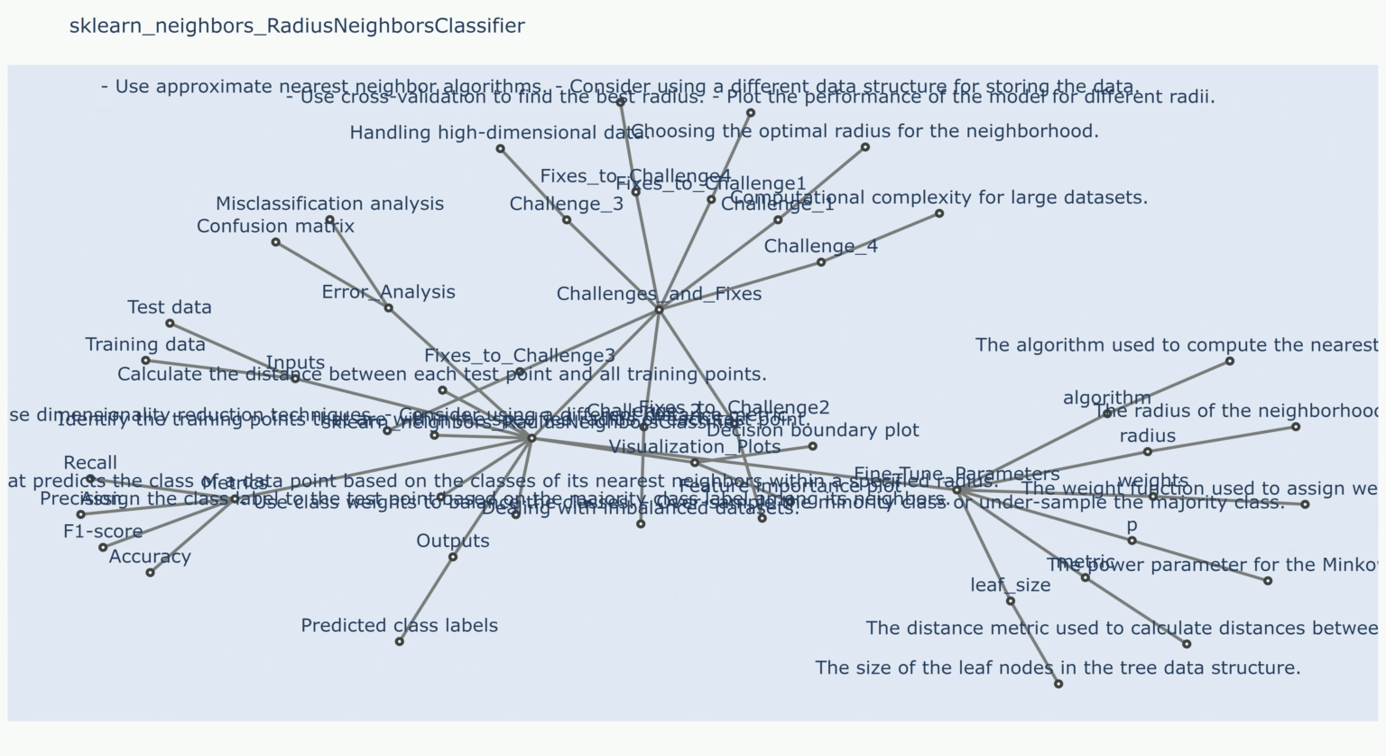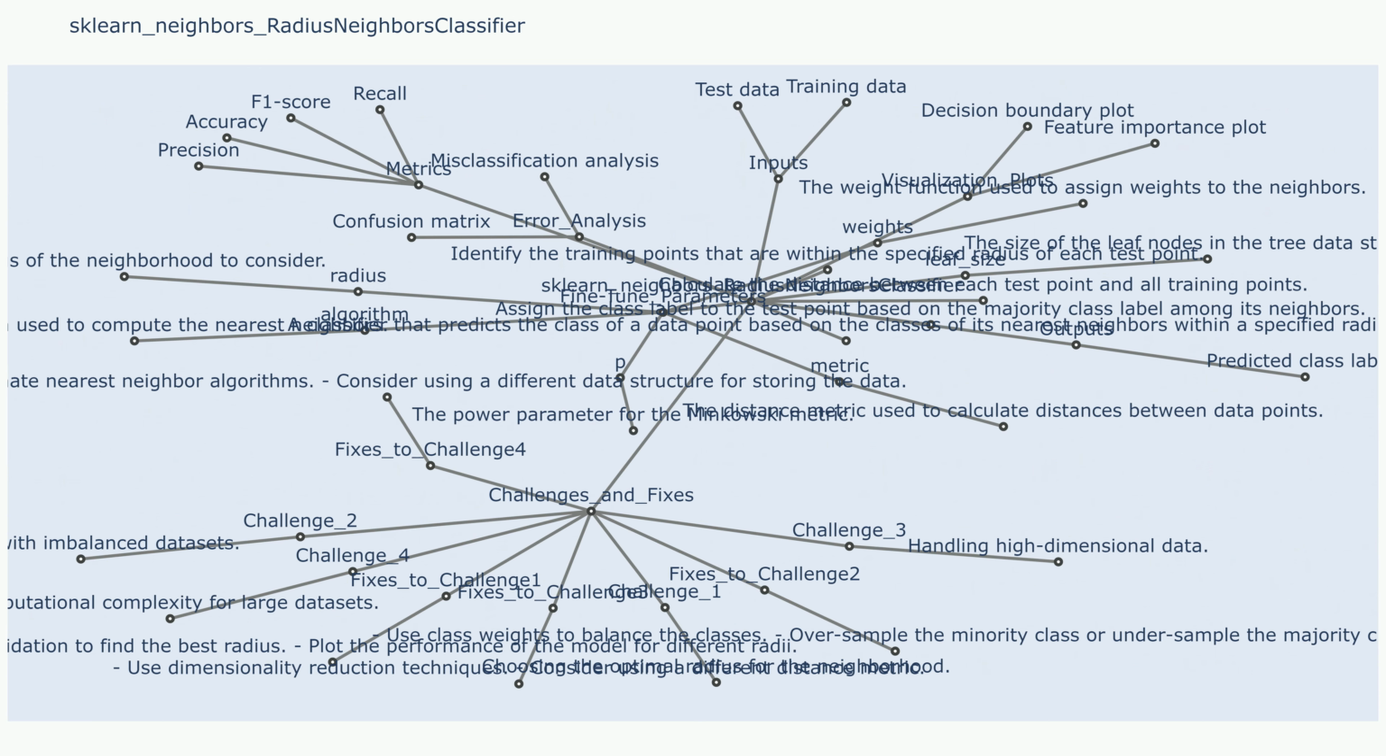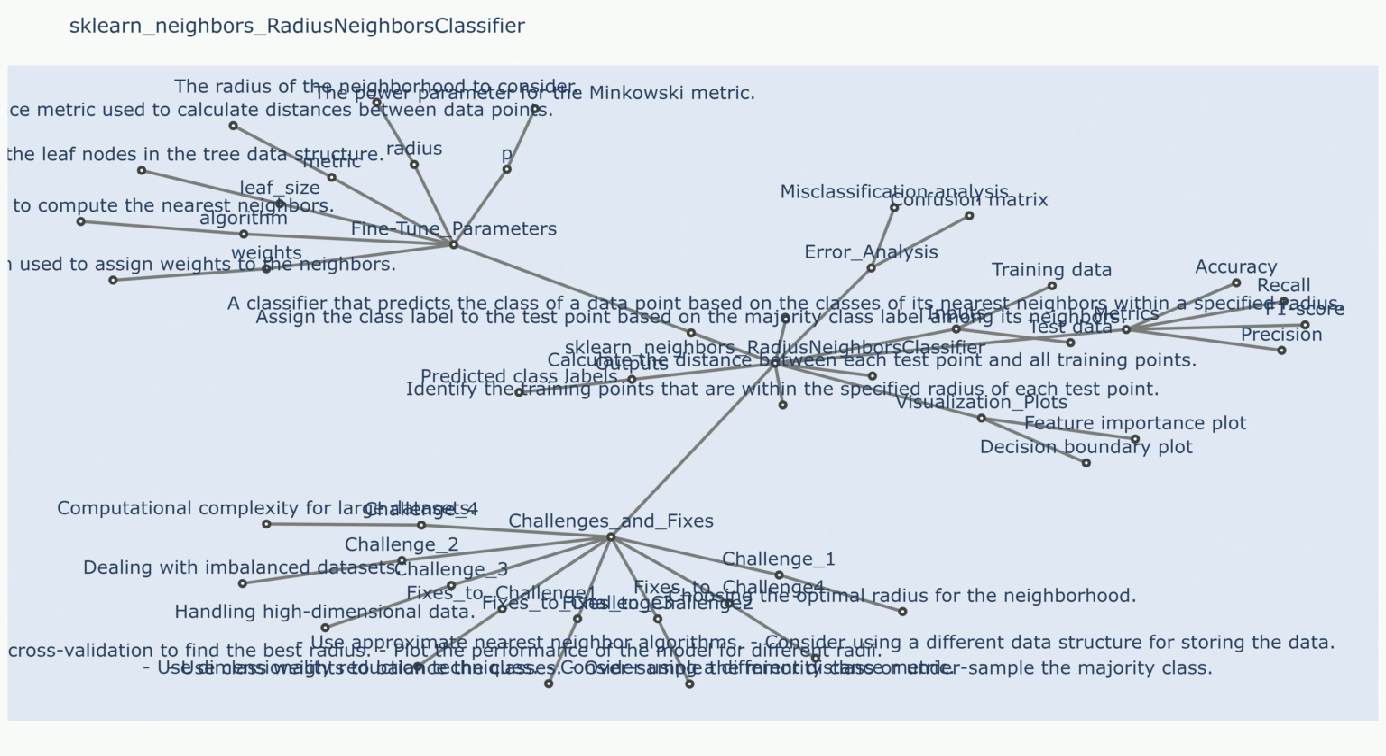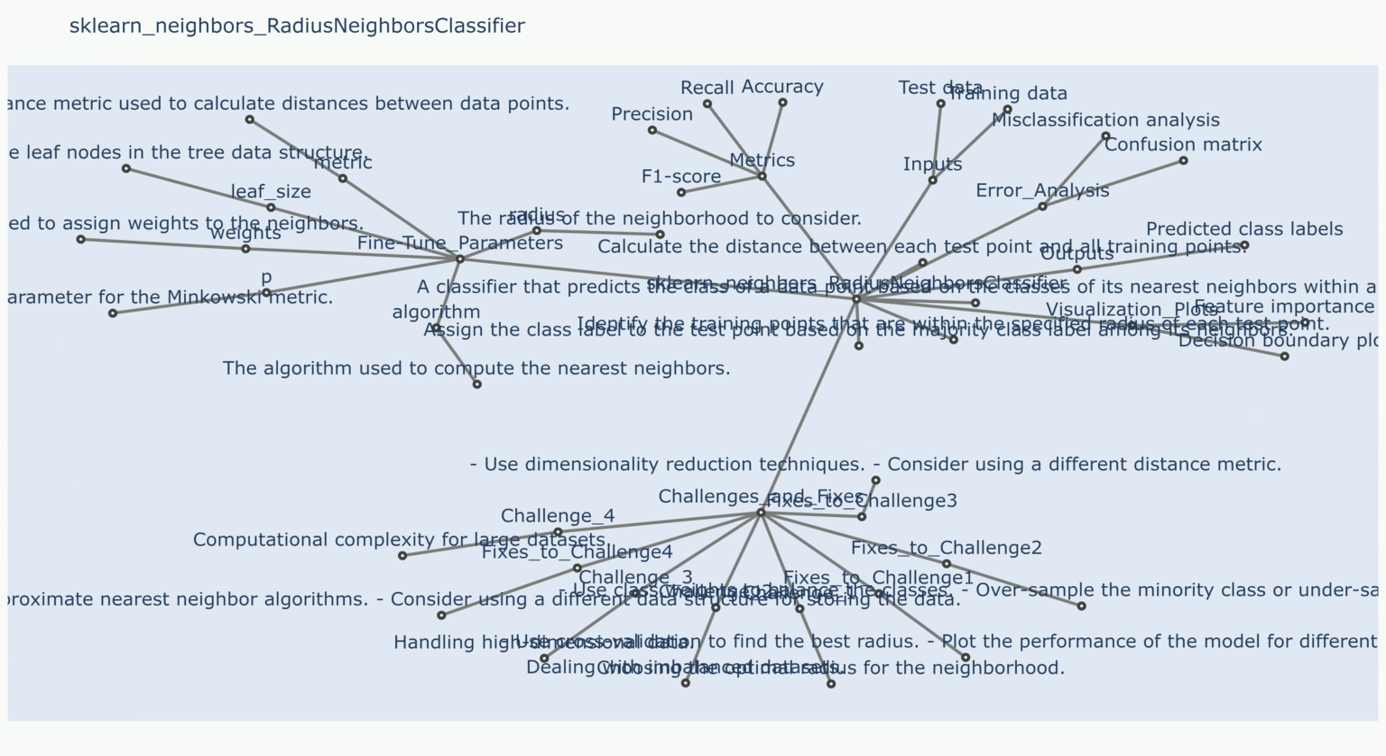Fine-tune parameters. Radius: the radius of the neighborhood to consider for predictions. Weights: the weight function to use for neighbors, e.g. uniform, distance. Algorithm: the algorithm to use for neighbor search, e.g. brute, KD tree, ball tree. Uncertainty methods. Confidence score: the probability of the predicted class. Number of neighbors: the number of neighbors within the specified radius.